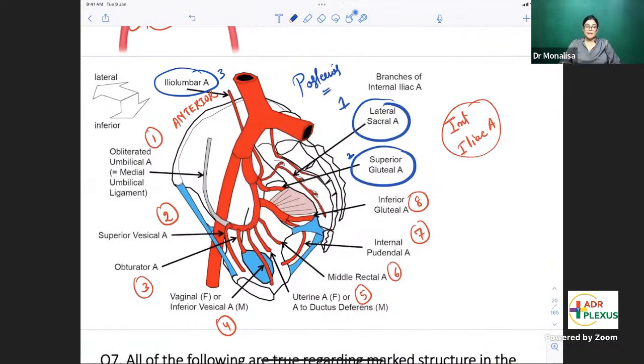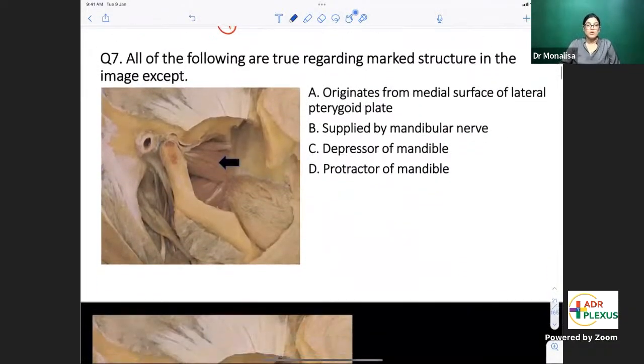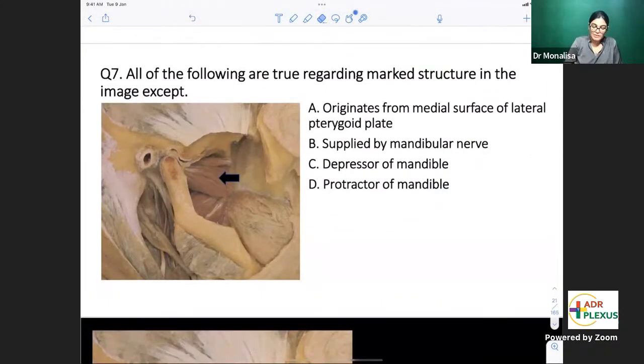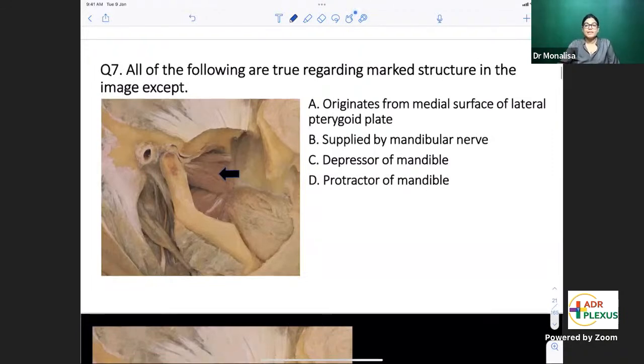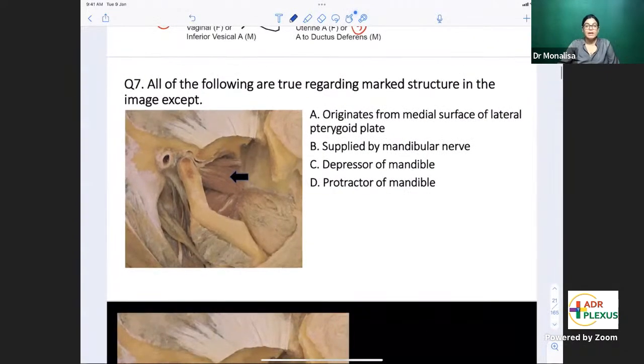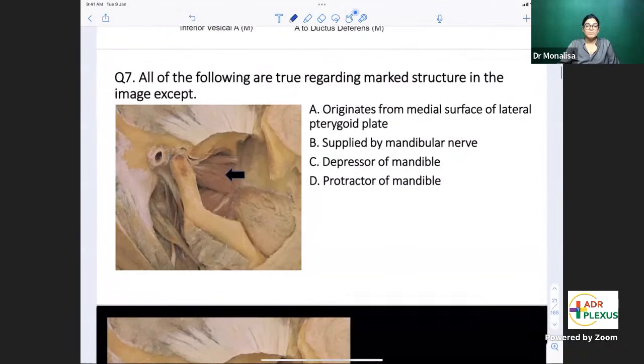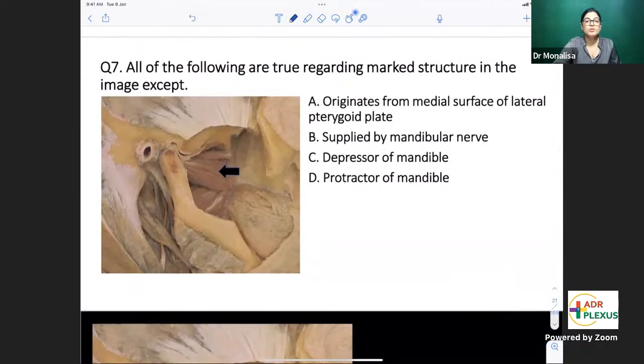Firstly, let's discuss quickly the MCQs. Without wasting much time, as the exam is near, we will quickly solve it. Now let's focus on the next question, number 7. All of the following are true regarding the marked structure in the image except. Can you see a black arrow has been labeled on one of the muscles? You have to tell me what is the wrong statement about this structure. Originates from medial surface of lateral pterygoid plate, supplied by mandibular nerve, depressor of mandible, protractor of the mandible. So your time starts now.